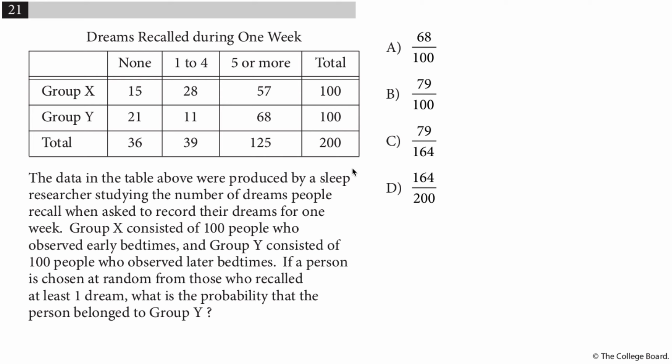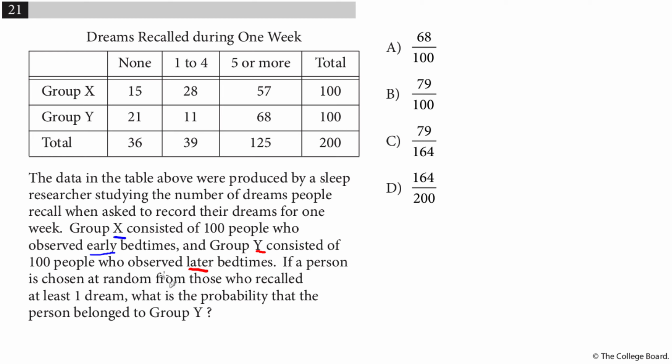Group X consisted of 100 people who observed early bedtimes. Group Y consisted of 100 people who observed later bedtimes. Okay, so that's probably important. So X is early, Y is later. If a person is chosen at random from those who recall at least one dream, what is the probability that that person belonged to group Y?